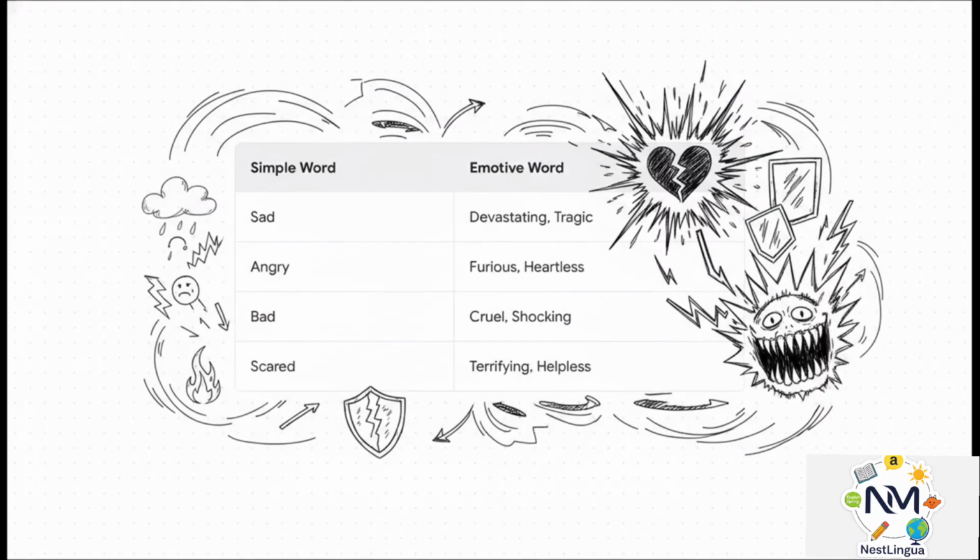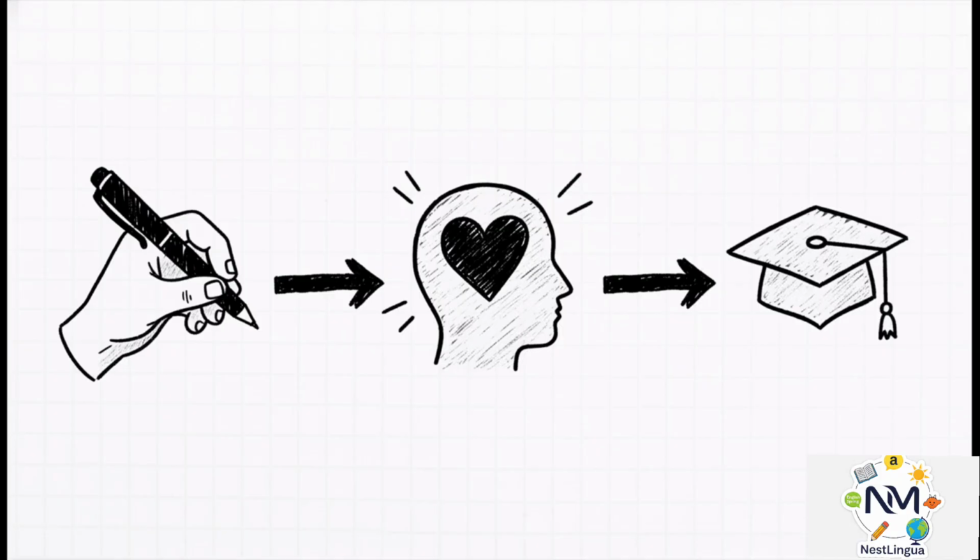Think of this slide as your secret weapon. Seriously. Instead of just saying something was sad, you could try devastating or tragic. Instead of angry, what about furious or heartless? Just upgrading these simple words is one of the quickest ways to make your writing sound way more sophisticated and powerful. So here's the biggest takeaway.